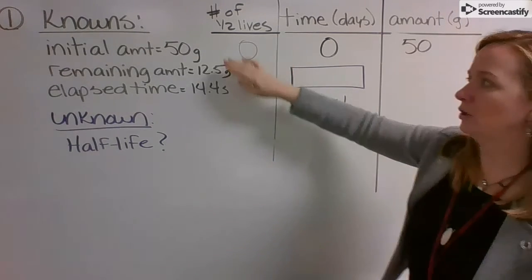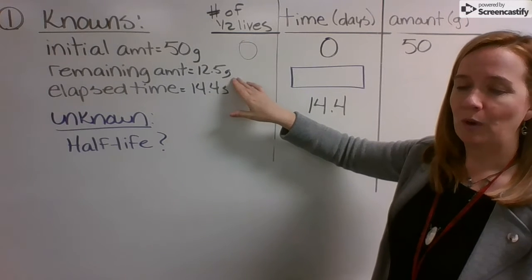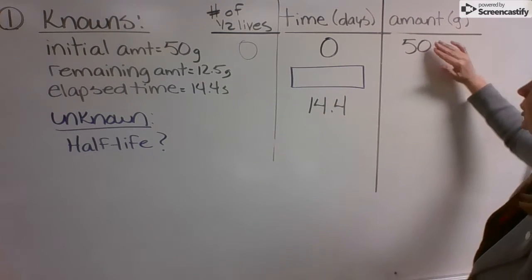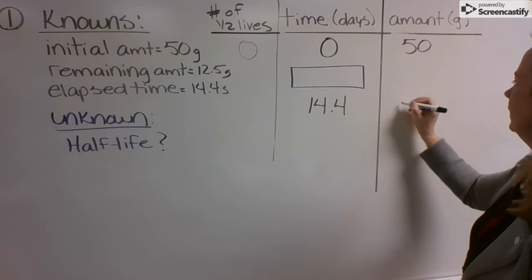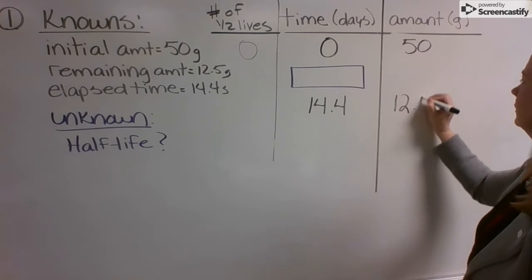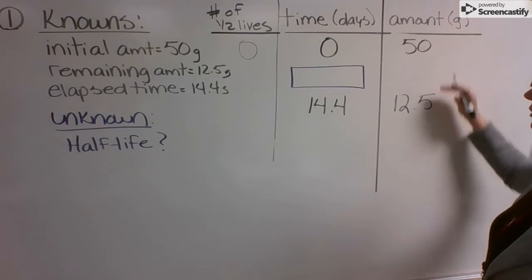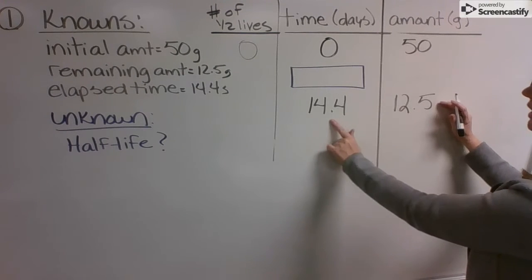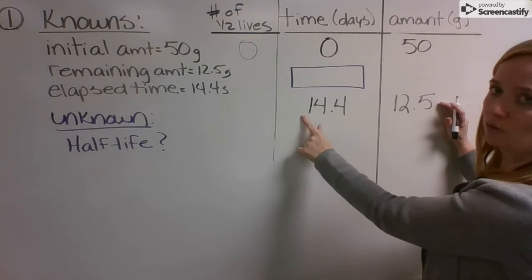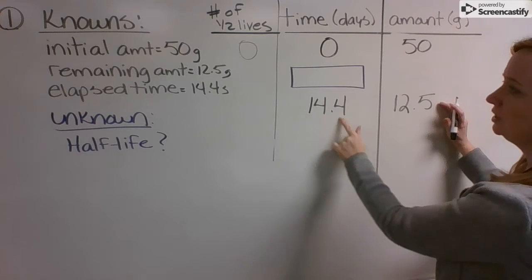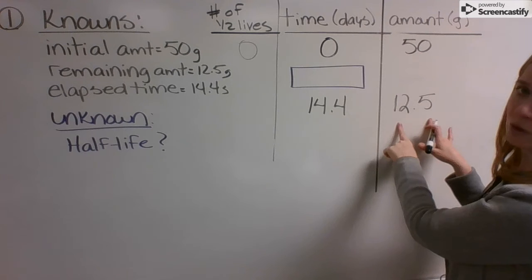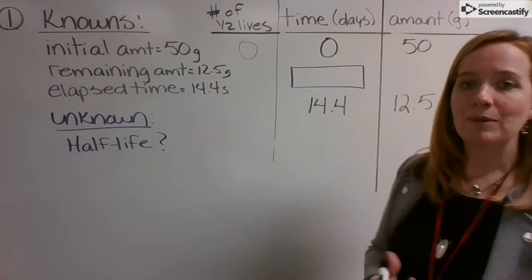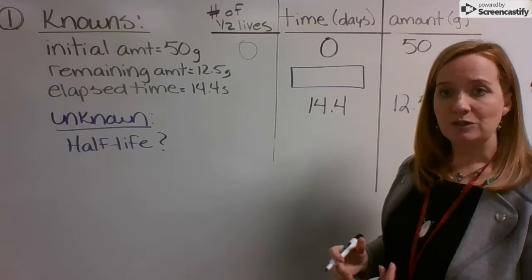So I know I'm going to go from 50 to 12.5. So I'm going to put 50 here, and I'm going to write 12.5 lower in my chart, because it told me I've gone from here to here, and right next to this amount, I'm putting 14.4. Why? Because it took 14.4 seconds to go by in order to have 12.5 grams remain. So I need to find out how many half-lives have gone by. How do I do that?